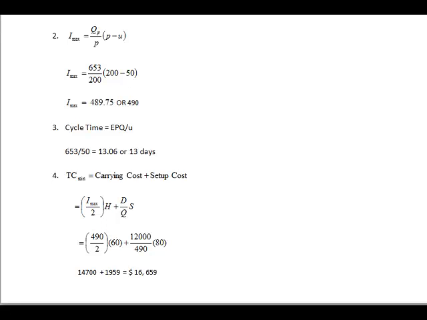So therefore, the total cost of carrying this inventory of shoes plus all the setups we have to do will be about $16,659. And this will conclude part F of this unit.